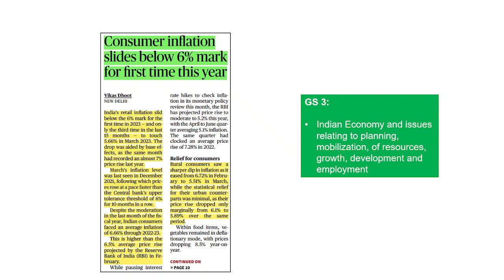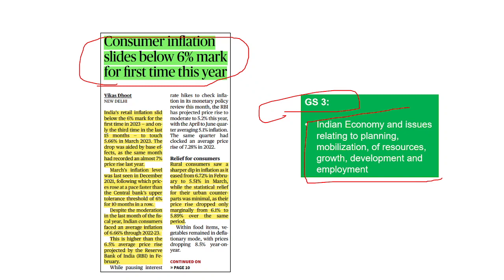Now, this particular newspaper article deals with consumer inflation, or we can say retail inflation, and it says that it has slid below the 6% mark for the first time this year. This article becomes important for GS paper 3, that is Indian economy and issues relating to planning, mobilization of resources, growth, development and employment. Let's first understand the context of it, and then we are going to talk about the other figures mentioned in this article, and then we are going to also understand what exactly inflation is, what are the types of inflation, and what are the types of inflation indexes, right? So let's start with the context first.